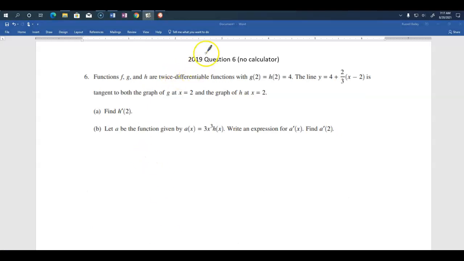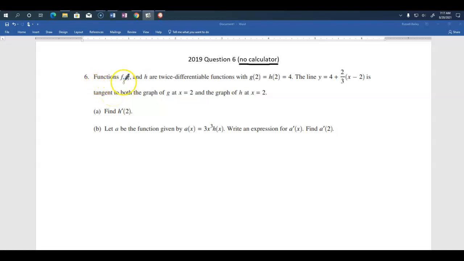All right, so this is FRQ from 2019, question number 6. This is a no calculator question, so you should be answering this without the use of a calculator. In fact, I don't really see how you even could use a calculator on this question for the most part. All right, let's go ahead and get started here.